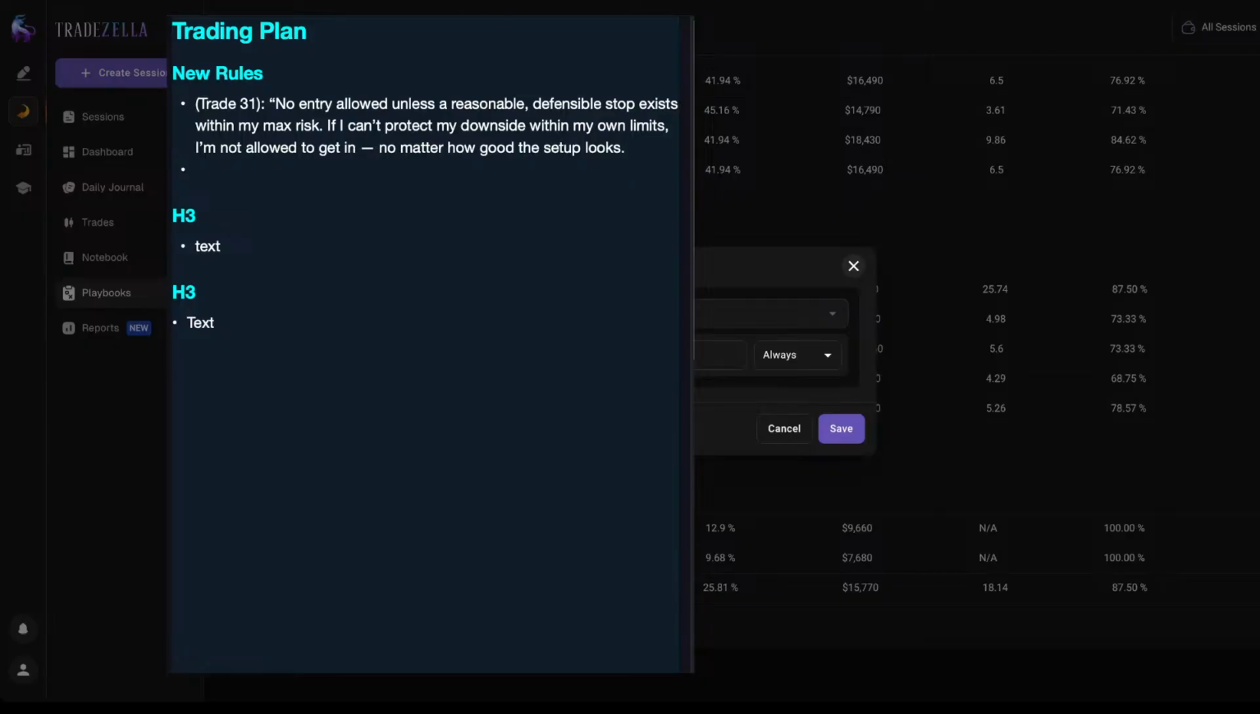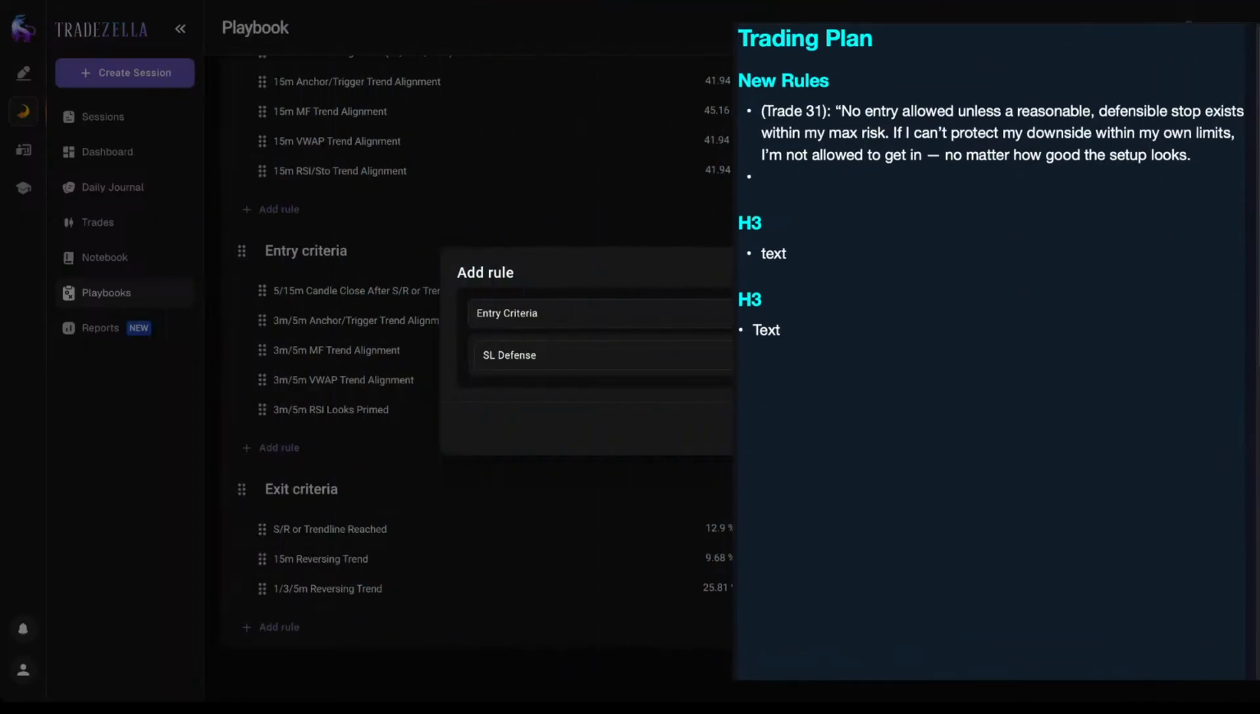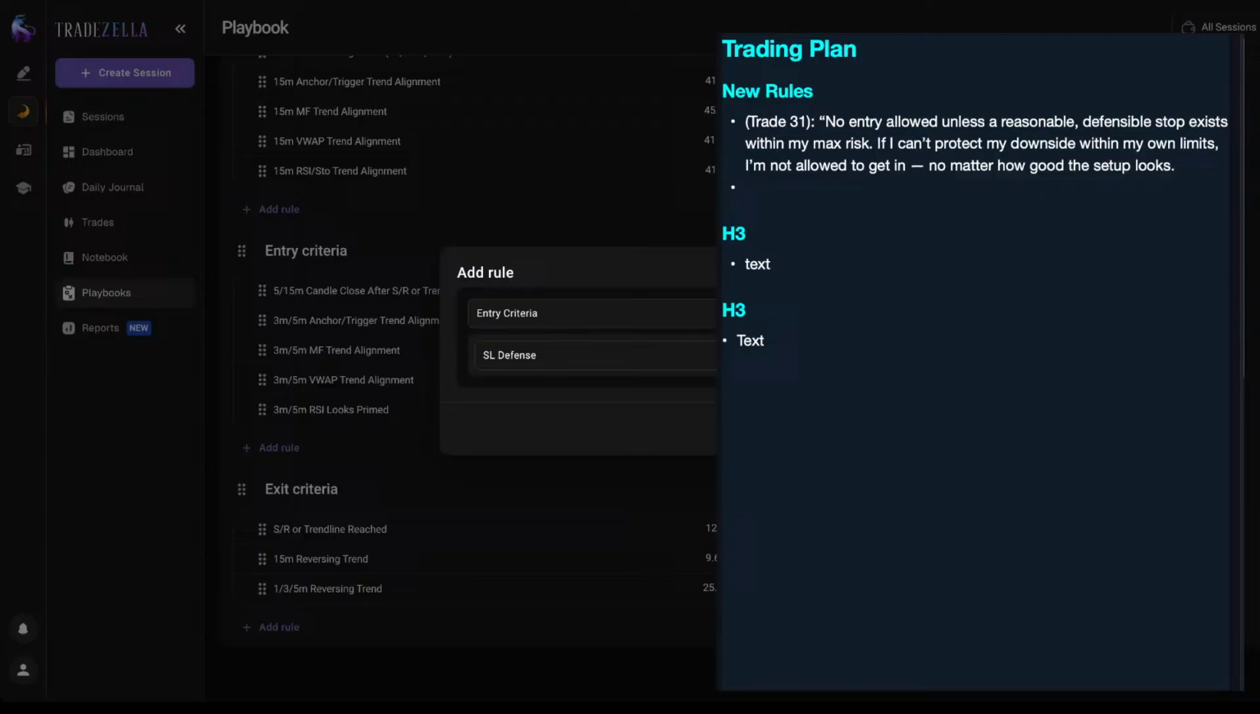Let's say it's called, what did I say earlier? Defensive stop zone. What did I say? I said defensive SL position. Defensive stop loss position. Oh, defended is the word. Yeah, defended stop loss. Oh, I said defensive risk.